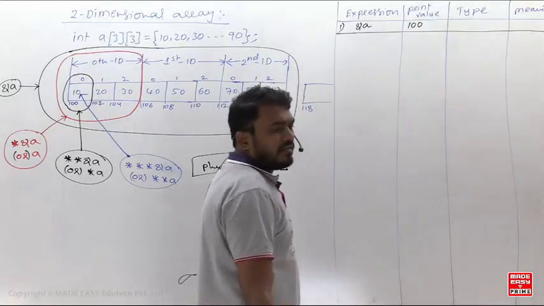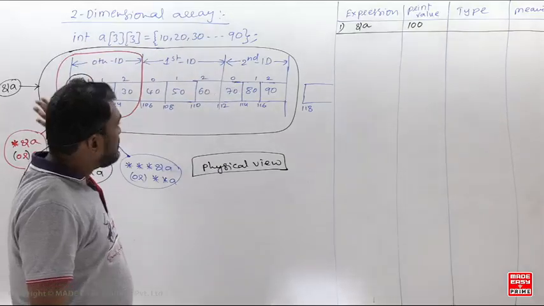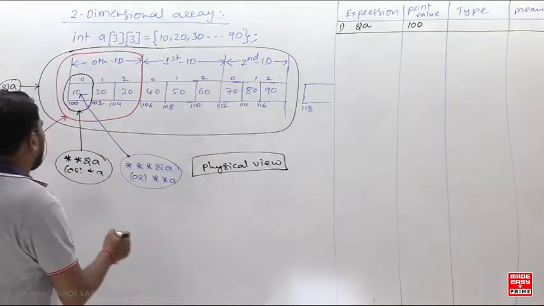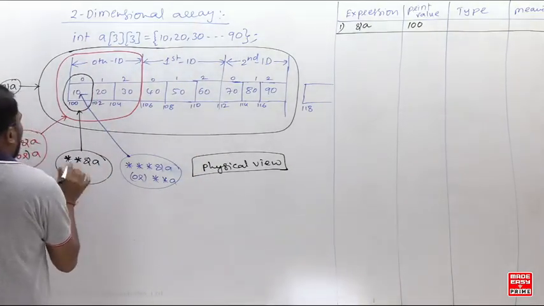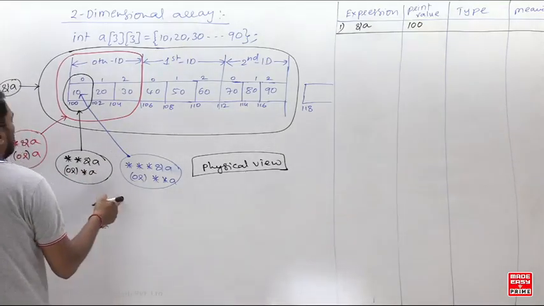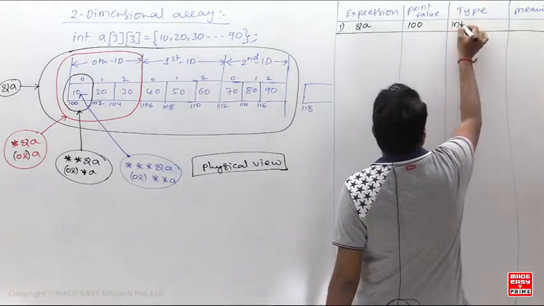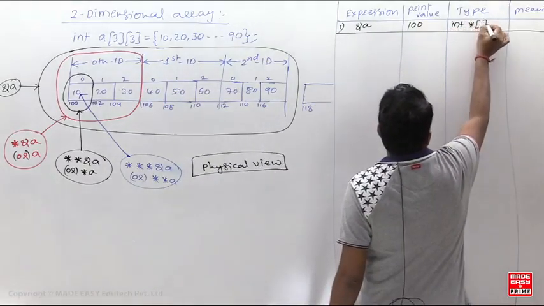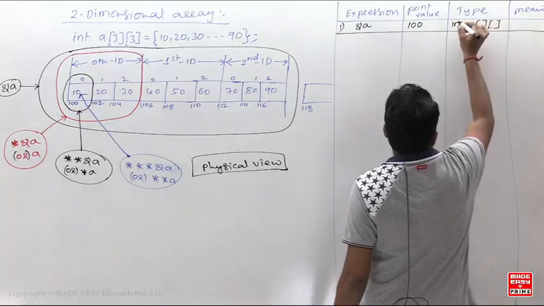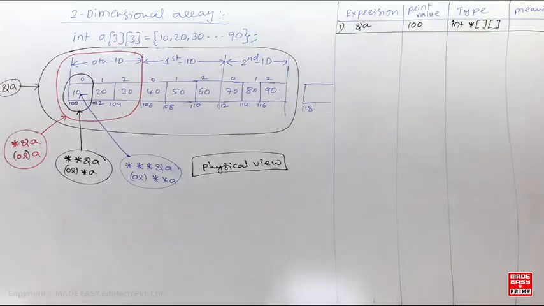Now look at &a. It is pointing to the entire 2D array. Please understand here. To point to the entire 2D array, what is the type? The type is int star double braces, int (*)[][]. Listen carefully. It was pointing to the entire 2D array, so the type will be int star double braces.